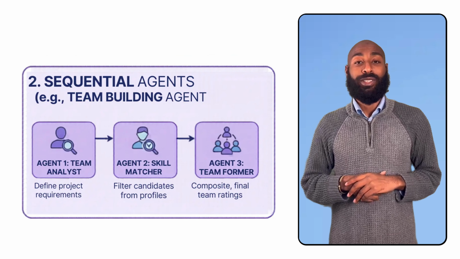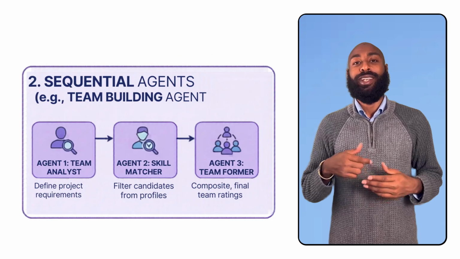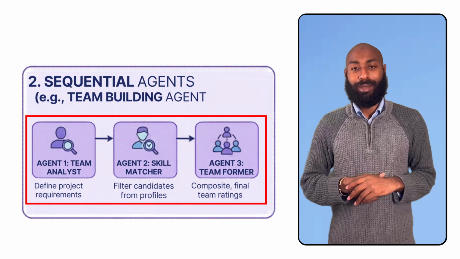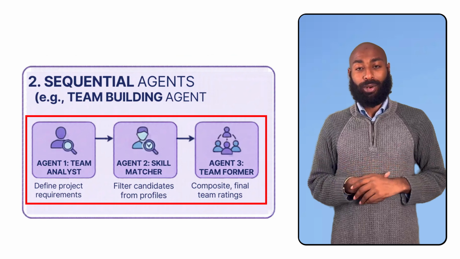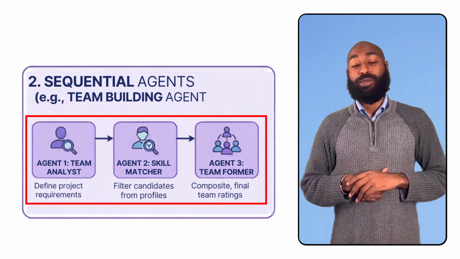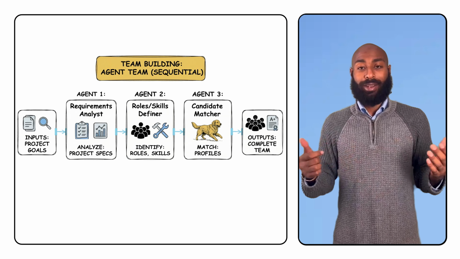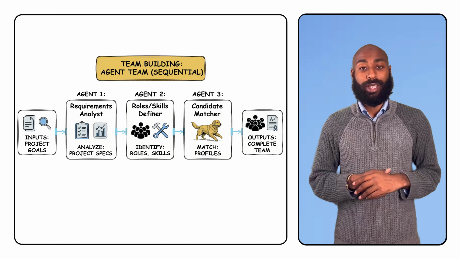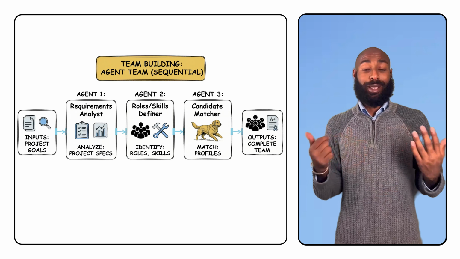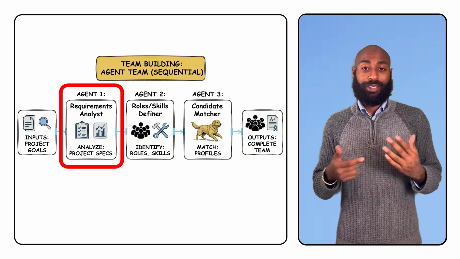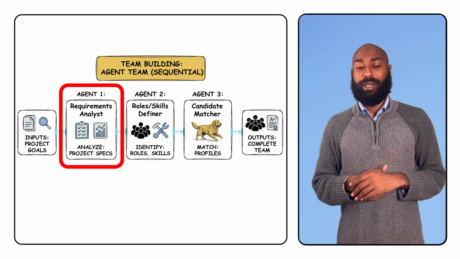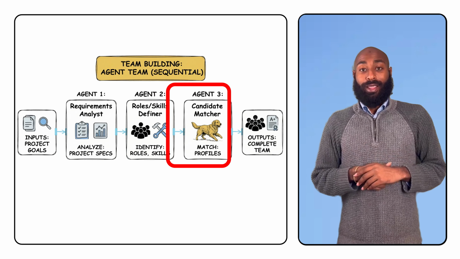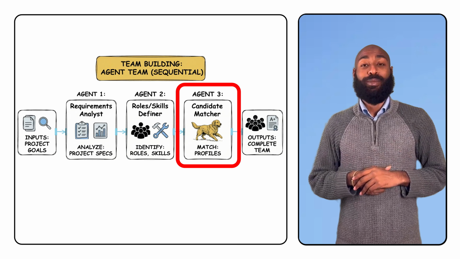You could create a more deterministic workflow by understanding AI agent design patterns. One agent is able to have all of these capabilities, but having the steps makes it more likely each agent and step triggers. In a sequential pattern, the output of one agent becomes the input for the next. The workflow follows a fixed step-by-step order. For example, in this team-building agent, the first agent analyzes project requirements, the second identifies the roles and skills needed, the third matches those needs with candidate profiles.